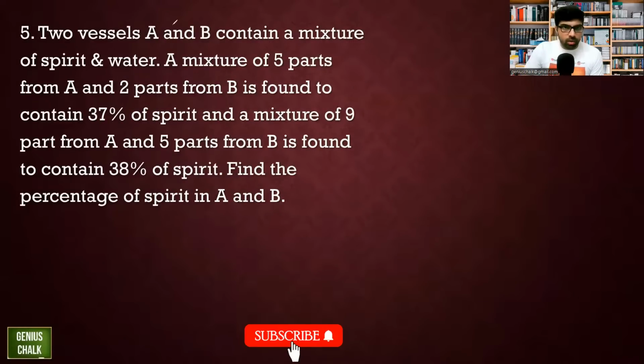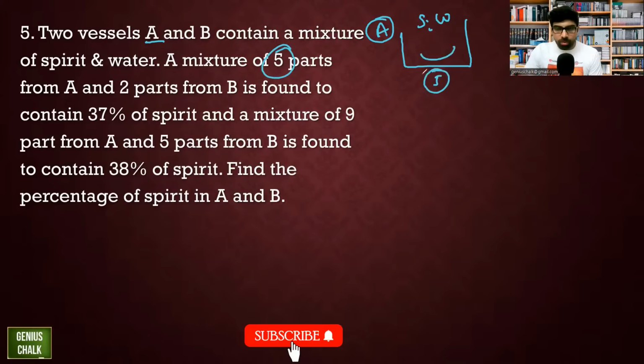First again, two vessels, A and B. This is vessel A, a mixture of spirit and water. From here, I'm drawing 5 parts. The second vessel, vessel B, is found to contain 37% of spirit.